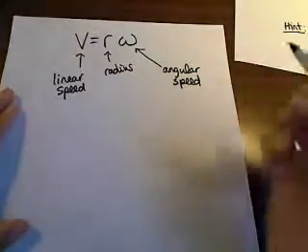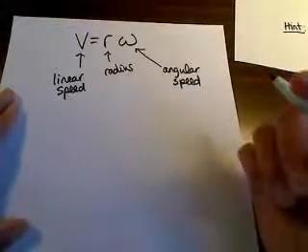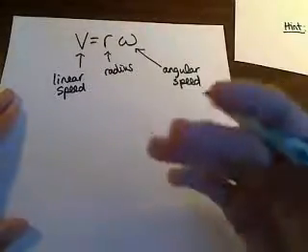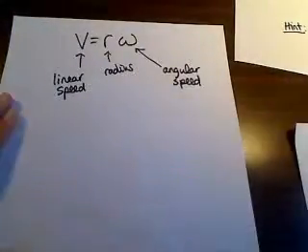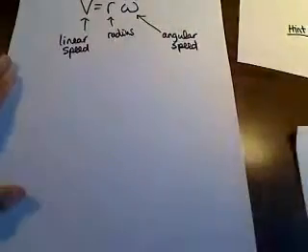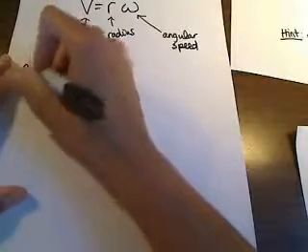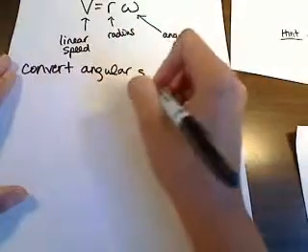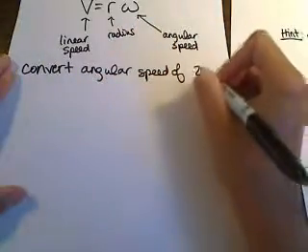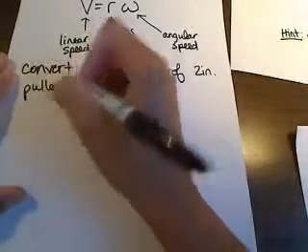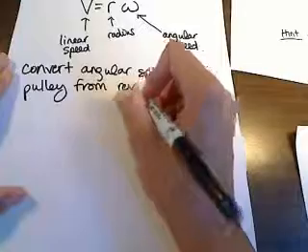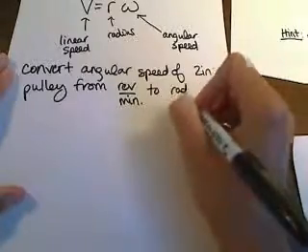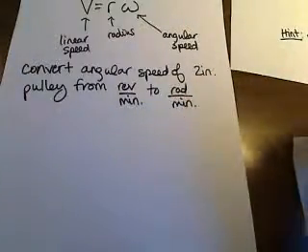All right, and the first thing that we're going to do is convert the angular speed of the 2-inch pulley from revolutions per minute to radians per minute. That's so that we can work with the linear speed and eventually find the revolutions per minute of the 7-inch pulley. I don't normally write all of this out when I just work a problem like this. Usually I'll just work the problem, but in this problem there are so many conversions going on that I'll write it out for you.